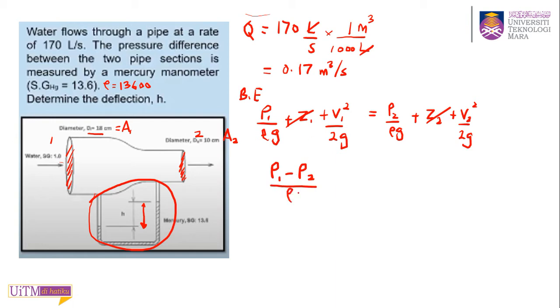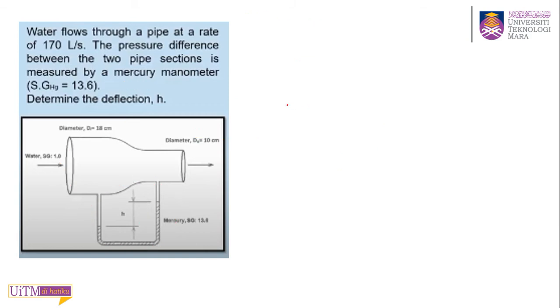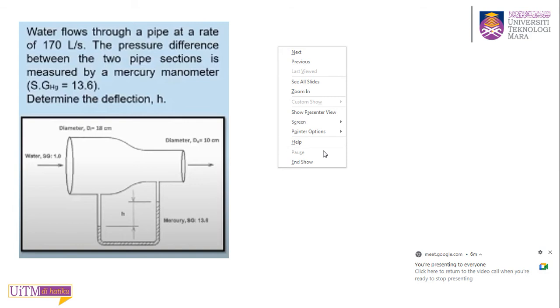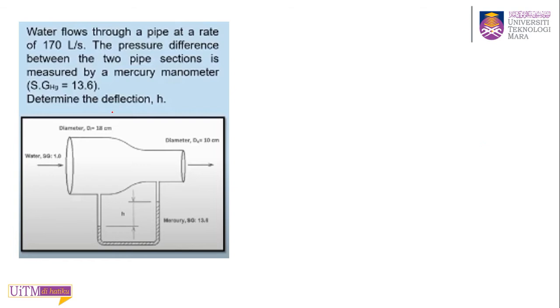So P1 minus P2 over rho G equal to V2 squared minus V1 squared over 2G. Okay, so that we can cancel out this. Alamak, hilang. Penat saya tulis. Aduh, semula. Dia terpadam. Tadi dah saya ulang balik kat sini lah.